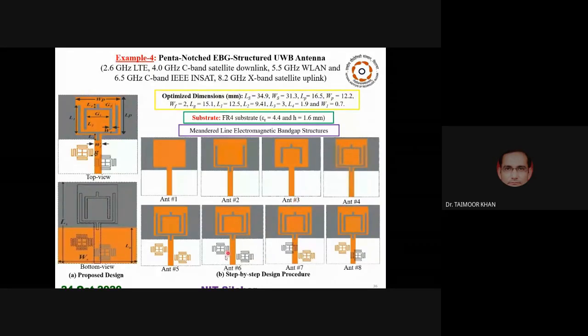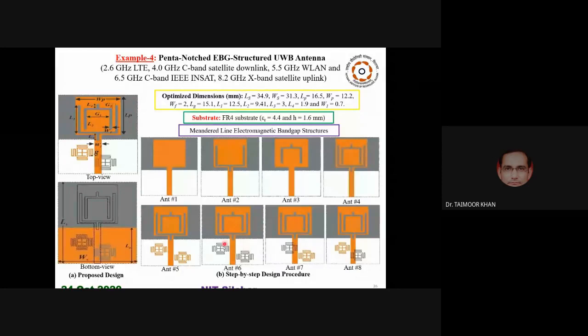Instead of that, we tried to get the dual notch characteristic by using the EBG unit cell. In earlier designs, what was happening is that all were at symmetrical positions. One was at the minus position on this axis, and another was positive at the same distance. Here, ultimately, we have analyzed this region and this region also, and we have optimized the position at two asymmetrical locations, one on this side, another on this side, which is giving a specific band of rejection.